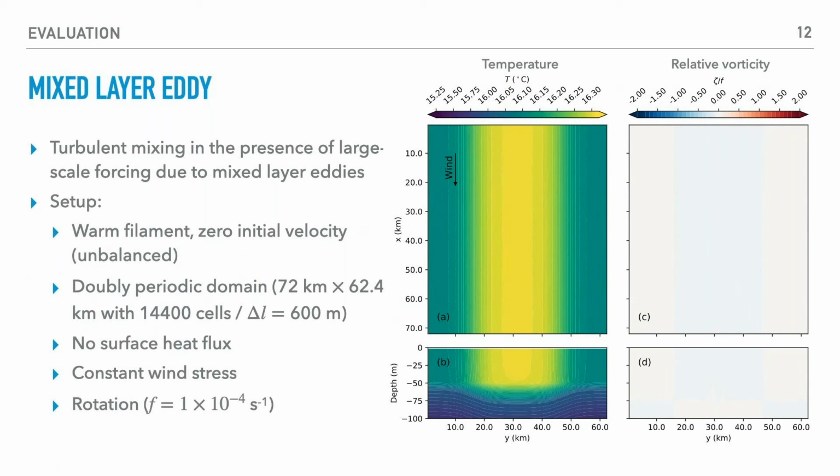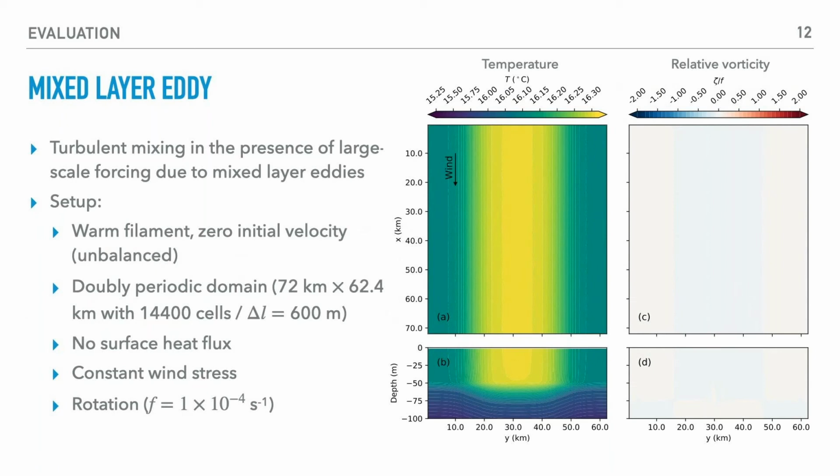So the setup is simple. It's a warm filament, like showing in the figure here, the temperature distribution. And we start from zero velocity. This domain is doubly periodic, and there's no surface heating or cooling, the surface is forced by constant wind stress, and there is rotation.